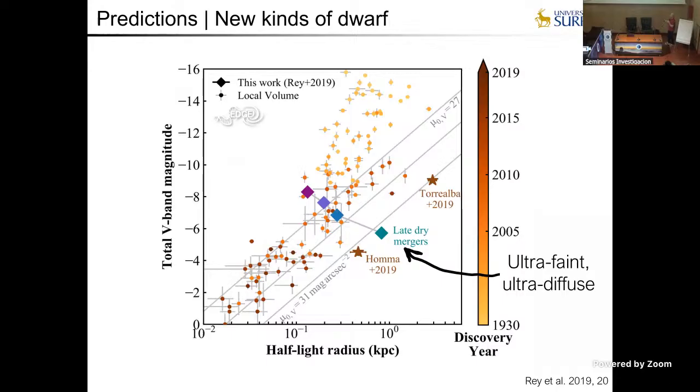Now, there are galaxies here. There's Homo and Torrealba. They're slightly different than this one. But it's not clear if these galaxies are there because of tides. So to be clear, we're predicting that this thing should exist out in the wilderness, in the middle of nowhere.